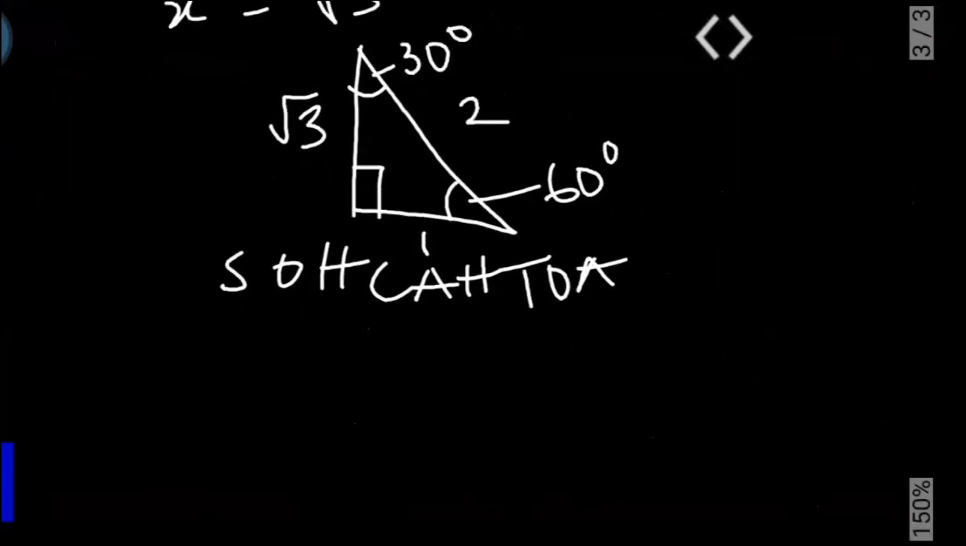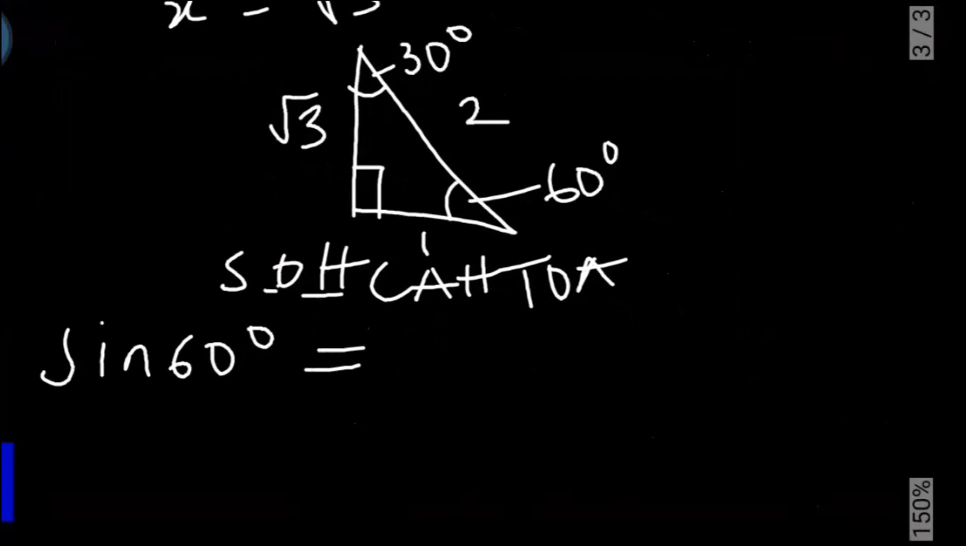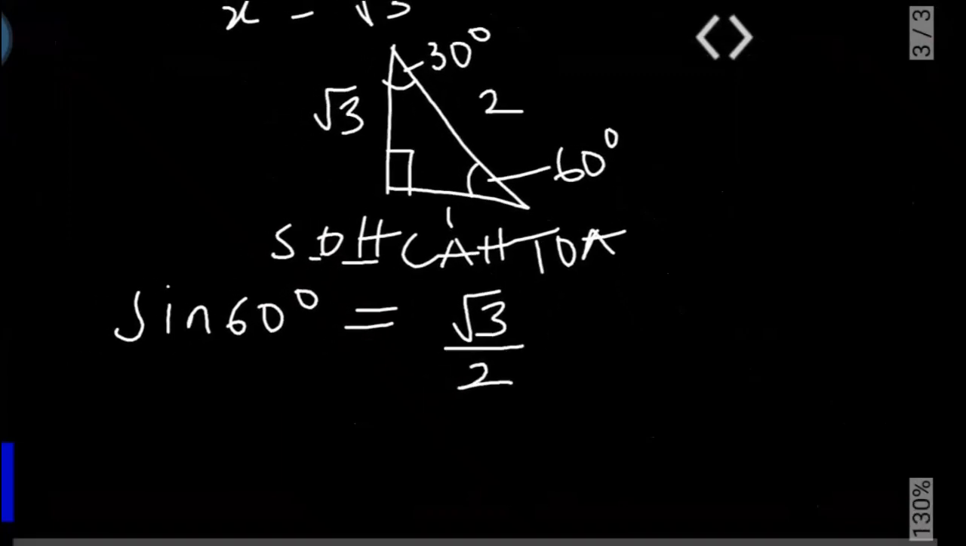So let's begin our derivations. Sine 60. What is sine 60? Since sine is equal to opposite over hypotenuse, our opposite side is what? Since we are considering the angle 60 degrees, this is our opposite side. It is opposite to the angle of 60 degrees. So sine 60 degrees is opposite root 3 over our hypotenuse 2. So root 3 over 2. That is the value for the special angle sine 60.